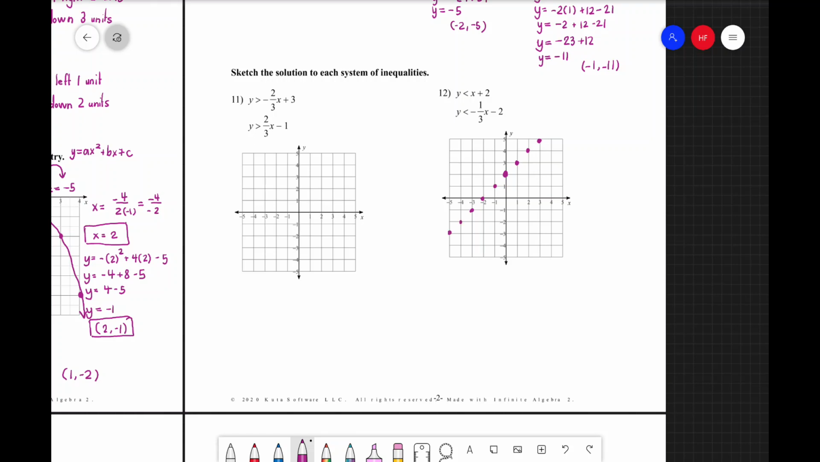So that's my first one, and since it does not have that line underneath, this is going to be a dotted line, and it is going to be shaded underneath since it is less than. So we have a dotted line that is shaded underneath.